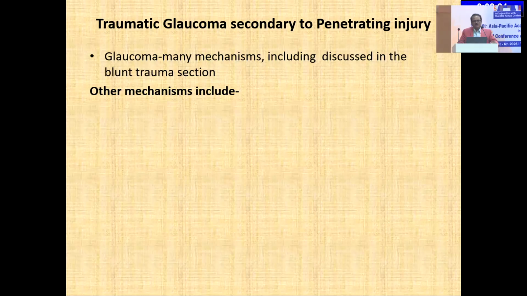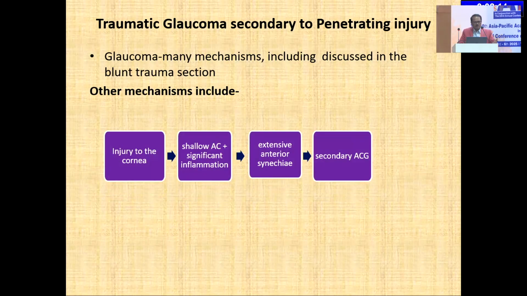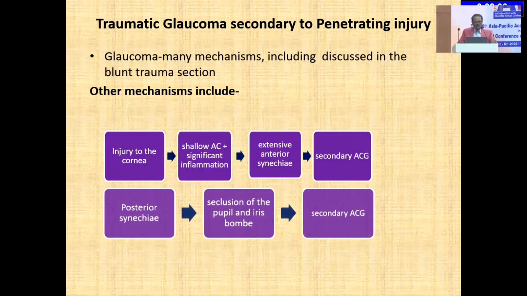So traumatic glaucoma secondary to penetrating injury. Generally, once we see any patient of penetrating injury, the pressure is low, but it can later lead to a rise in intraocular pressure because of the shallowing of the anterior chamber with significant inflammation, causing extensive anterior synechiae leading to secondary angle closure glaucoma.